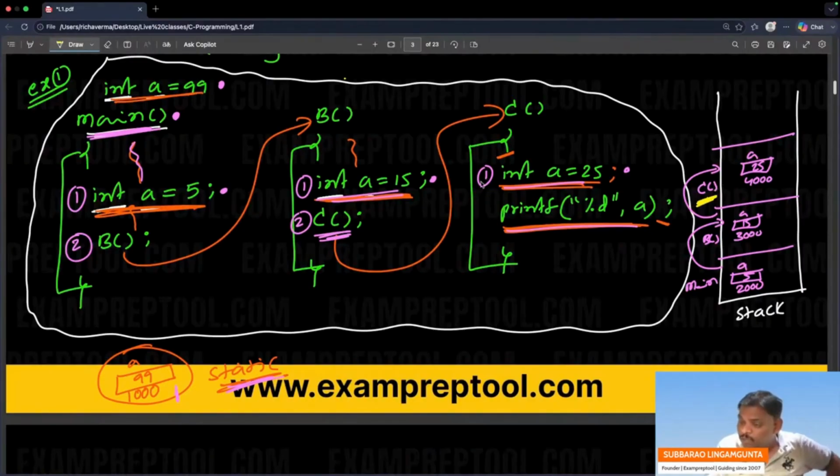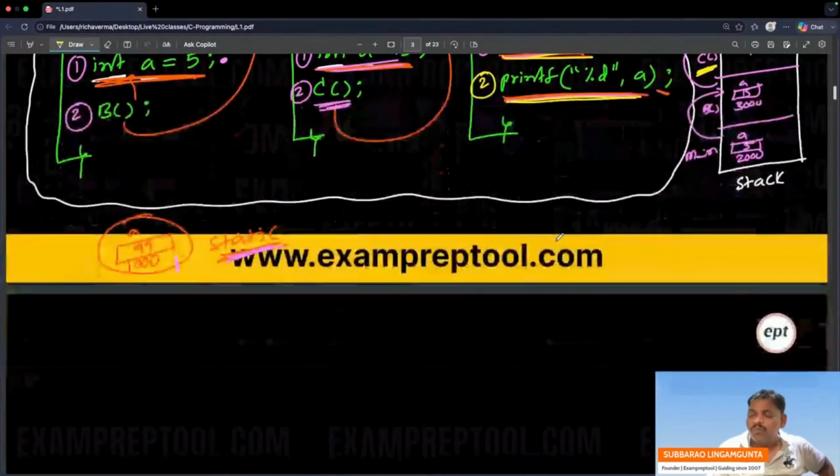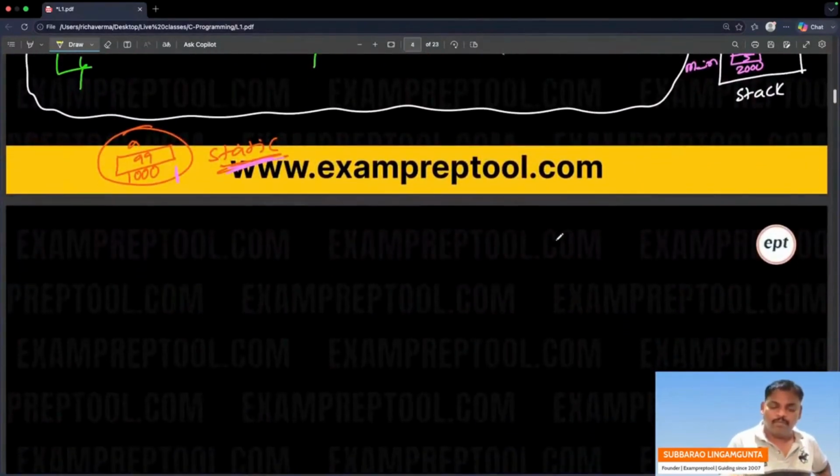In the C function, the first line is a declaration, memory created. The second line is printf %d a, print. So remember, 25 will be printed. The output of this program is 25.